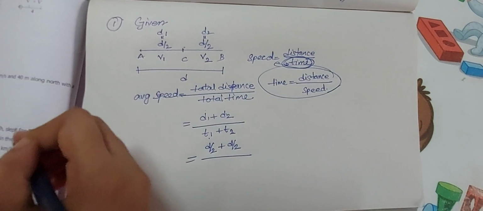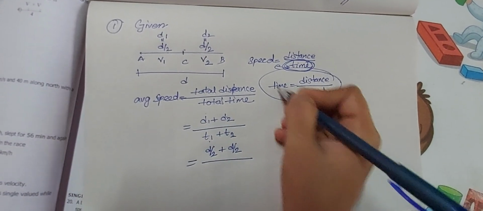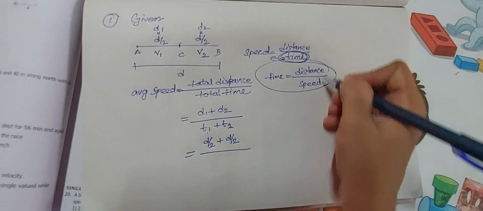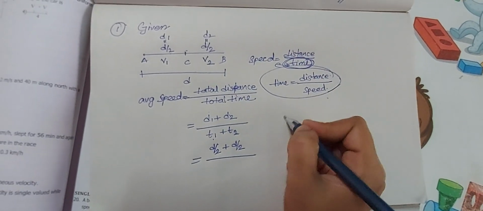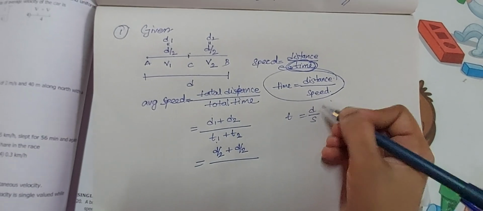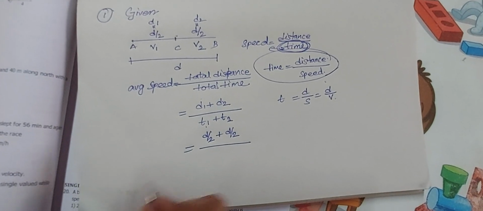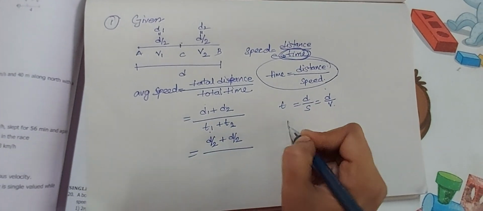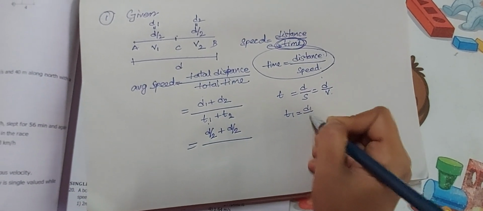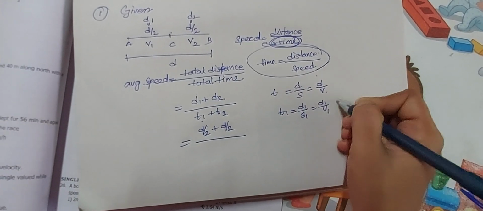So the first thing is to listen properly, then go for the rest. In the place of time, what did I get? Distance by speed. T is equal to D by S, or since they gave us V, S or V, whatever it may be. Now let me take T1 is equal to D1 by S1 or V1. So I am writing D1 by V1.